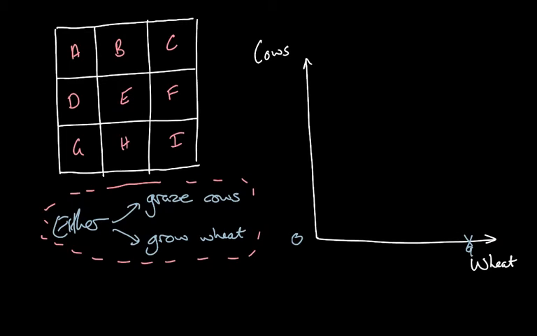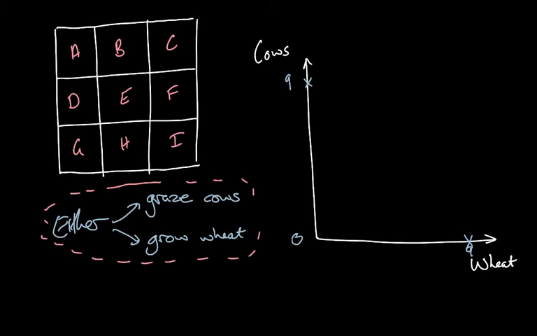Obviously, there's the other end of the extreme as well, where he uses all of his fields for cows and doesn't grow any wheat at all. And that would then give us a point up here where we would have nine fields being used for cows. So we would have nine units of cow production, I suppose, but we would have no wheat because none of the fields are being used for wheat.